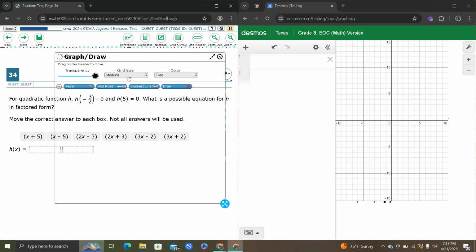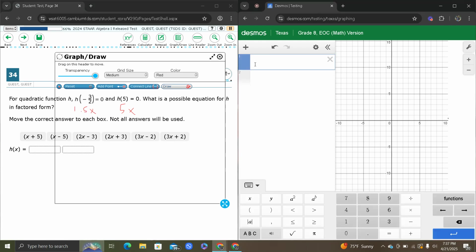So you need a graph that goes through 5, and then, okay, so what is -3/2 as a decimal? It's -1.5, I believe. If I'm wrong, I'll change it. But it has to be equal to those two numbers. I could be wrong on that. Okay, it's -1.5x.